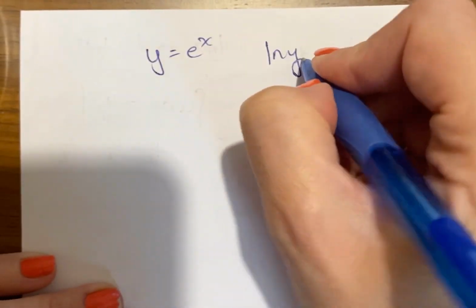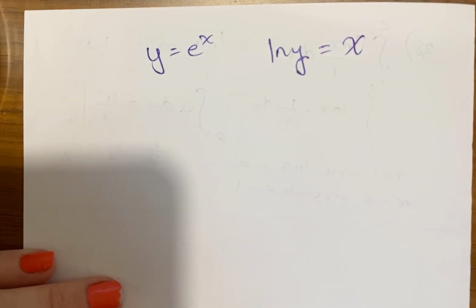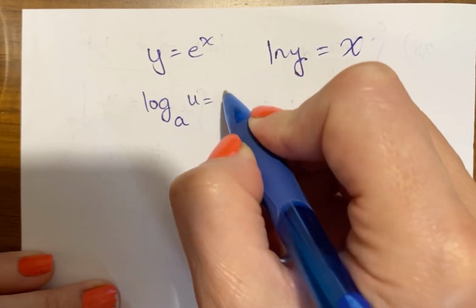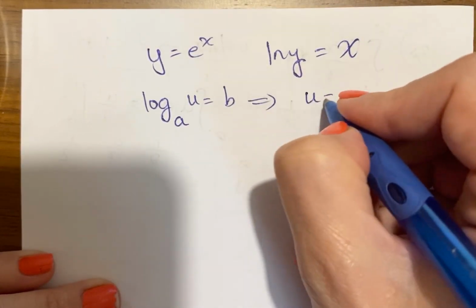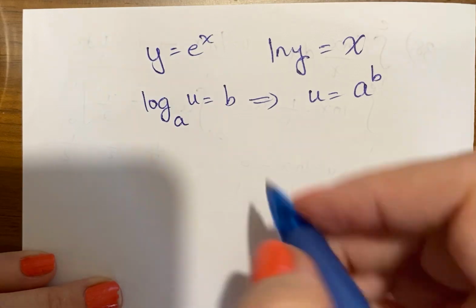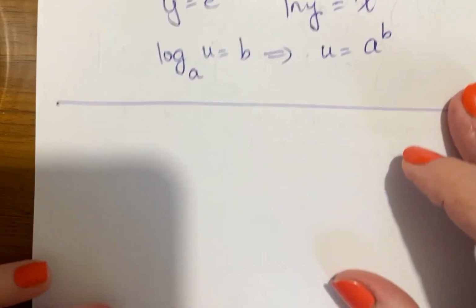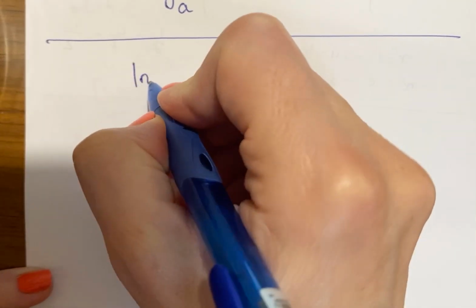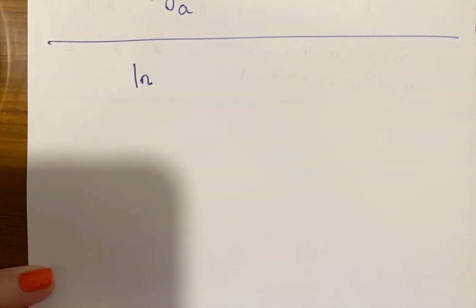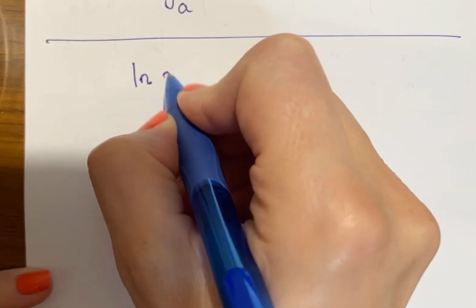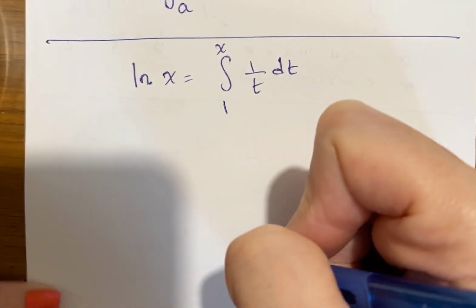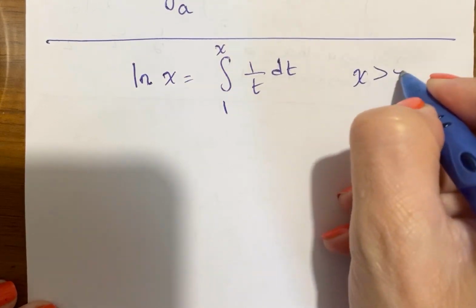We defined ln y to be the inverse of the exponential. So we defined log base a of u to be b, which means that u is equal to a to the power b. It's exponential, something like that. There is another way where mathematicians defined the natural logarithm. They defined the natural logarithm ln to be nothing but the integral from 1 to x of 1 over t dt. They defined it when x is positive.